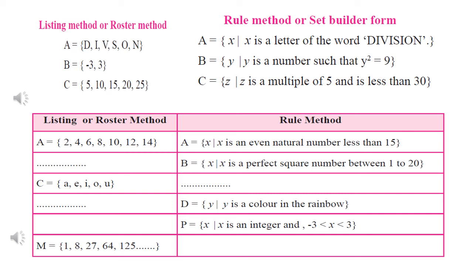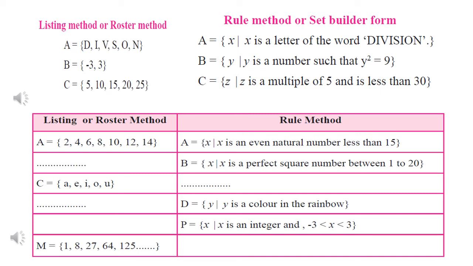So 1 into 1 gives me 1, 2 into 2 gives me 4, 3 into 3 gives me 9, and so I'll get my answer. So think over it and get the answer. Okay. Next one. We have C is equal to A, E, I, O, U.